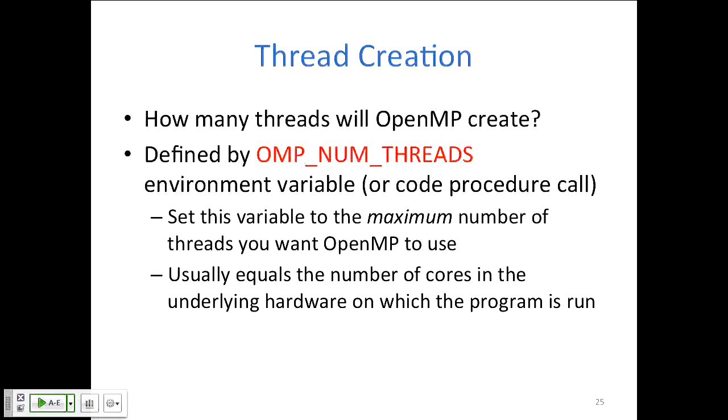So for example, on the lab machines, you have 16 hardware threads. You might set that to 16. So every time you hit a parallel region, it's going to spawn 16 worker threads. They're going to run on the available hardware threads in the machine. And then when they're done, you go back to running on one thread. Okay.